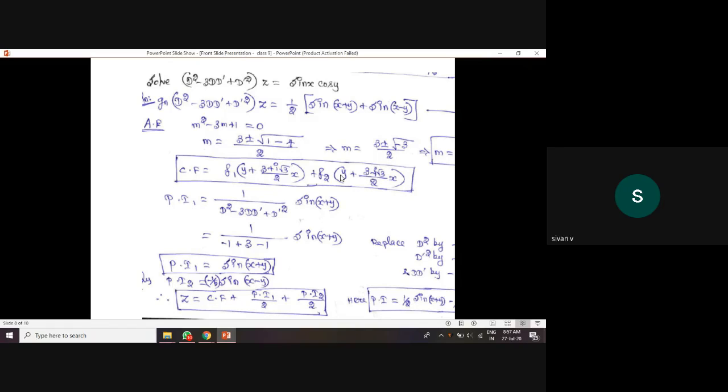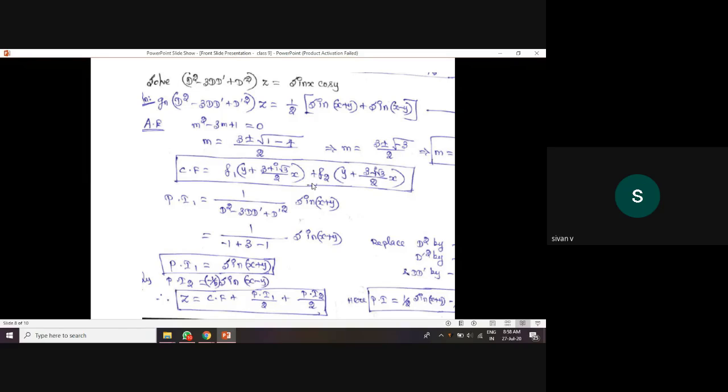Students, can you tell me whether these are equal roots or unequal roots? Any one of you respond here? Unequal. Very good. First root is (3 plus i root 3)/2, and second root is (3 minus i root 3)/2. So the complementary function is f1 of (y plus first root times x) plus f2 of (y plus second root times x). This is the complementary function.